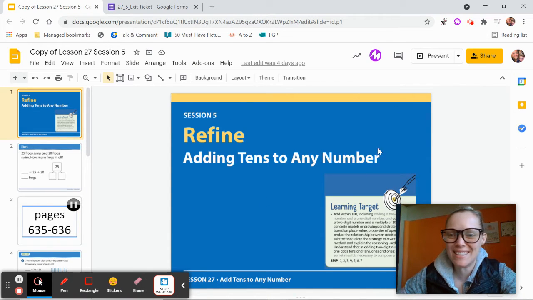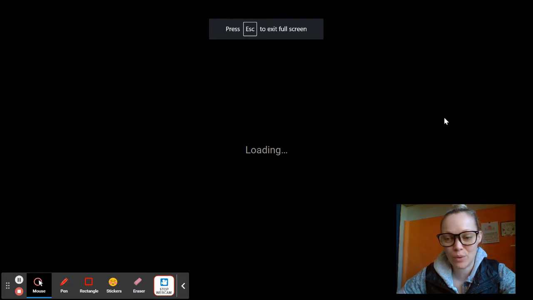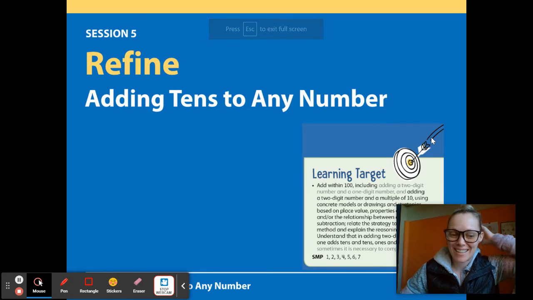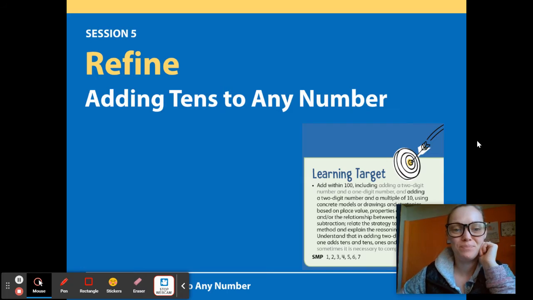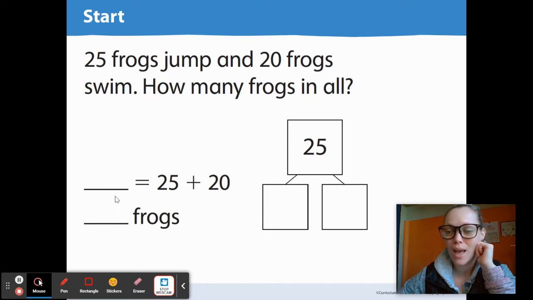Hi, boys and girls. Today we're just practicing the skill we've been working on, which is adding tens to any number. Repeat after me. I am learning to add tens to any number.